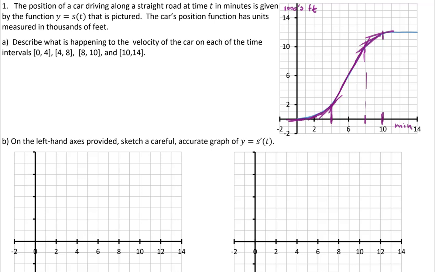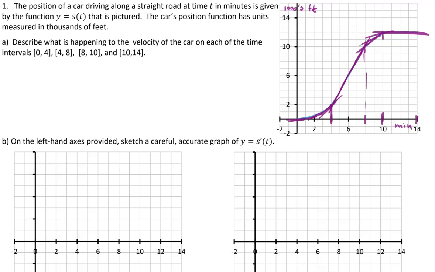And then over the last 4 seconds, 10 to 14, this has a slope of 0. So this is where a lot of people would be tempted to say that the car is holding a constant velocity. I guess that's true, but that constant velocity is 0 since the slope is 0 throughout that entire thing. So the car has now come to a stop and is not moving during those last 4 minutes. So that's what I'm seeing on the picture.